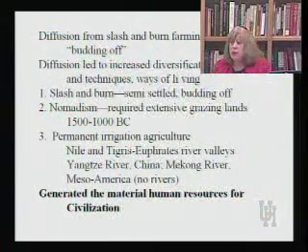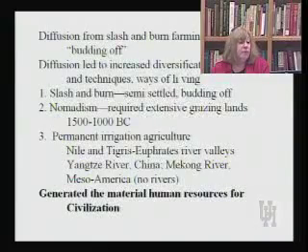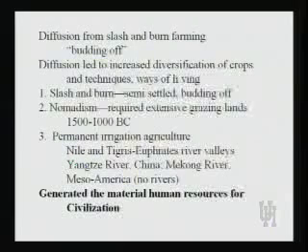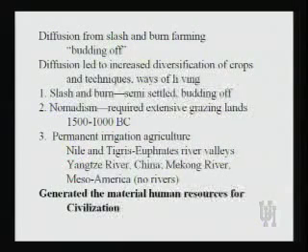There was diffusion of agriculture from slash and burn farming through budding off. They would burn their fields and farm them until the land was worn out, and then they would move to a new place and burn the land again. And when the population grew too large, their children would go out and practice slash and burn. Diffusion led to increased diversification of crops and techniques and ways of living.